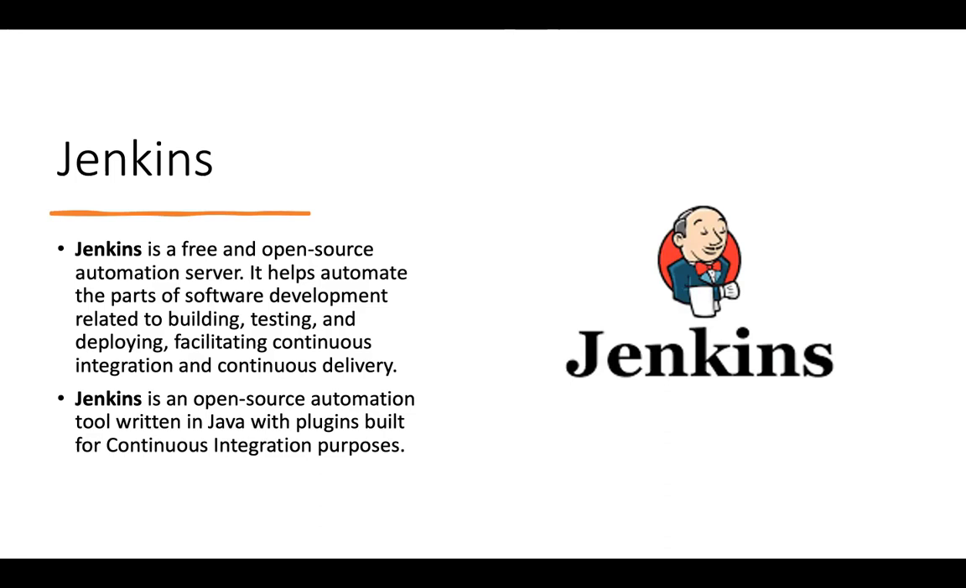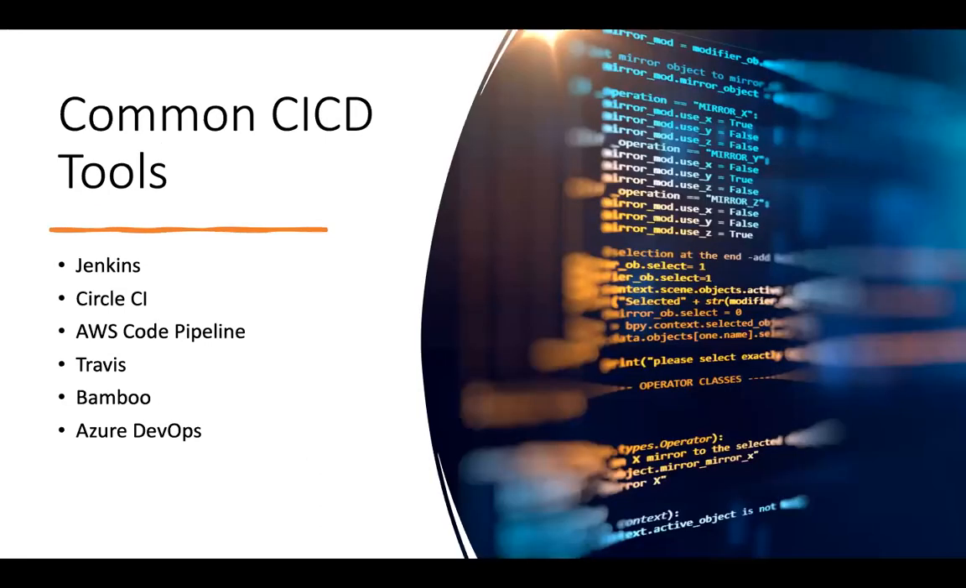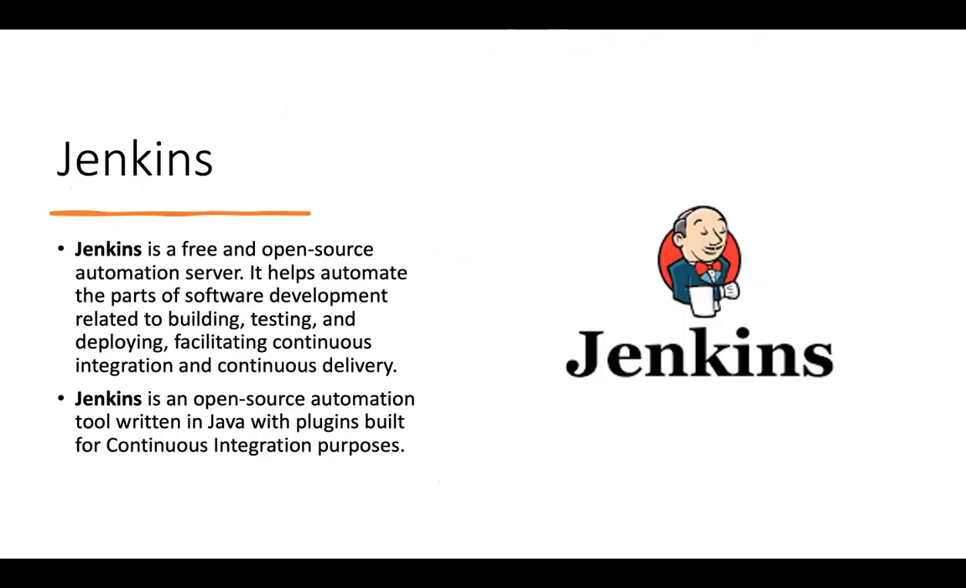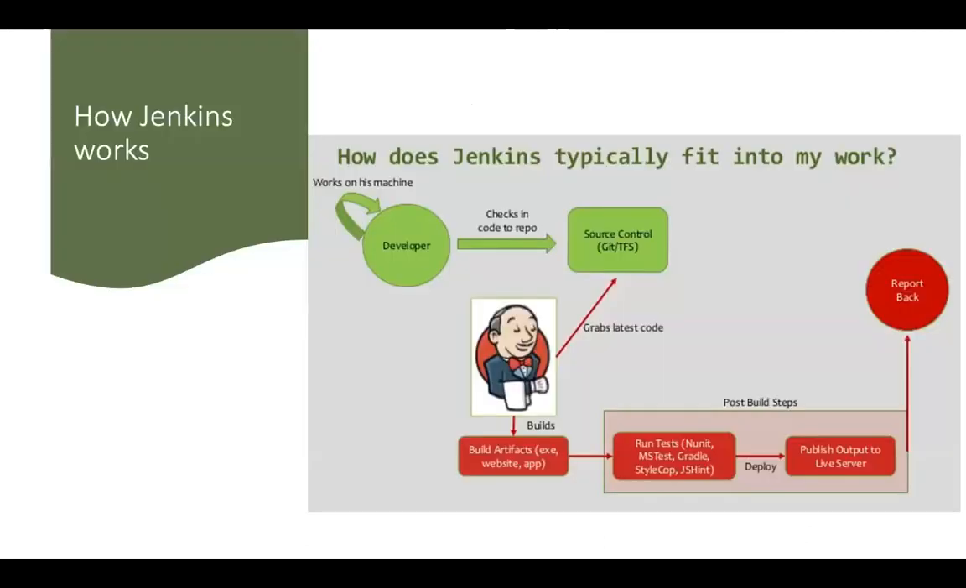The community is very huge because so many people use it, unlike when you are stuck with AWS CodePipeline, where you have to call AWS in some cases. I'm not saying nobody is using those things, but very few compared to the other leaders in the market. So it's an open source automation tool written in Java with plugins built for continuous integration purposes. It does continuous delivery as well, depending on what you want to use it for. That's just an overview of Jenkins.